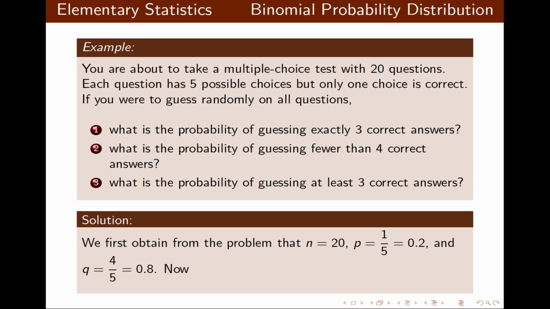So we realize that n is equal to 20 because there are 20 questions. p is equal to 1/5 because there were 5 choices with one correct choice. And q will be 4/5, which is 4 wrong choices out of 5 possible choices.